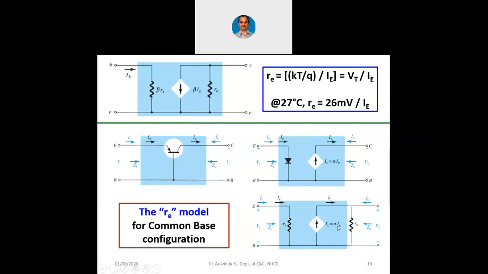In the earlier configuration, we used beta into IB because it was common emitter. In this case, it is common base. So IC is alpha into IE. Then we already have this R0. So this is the equivalent circuit of the transistor for the common base configuration. Using these two models, we are going to have some exercises now.